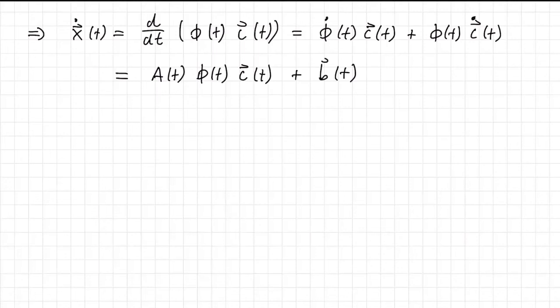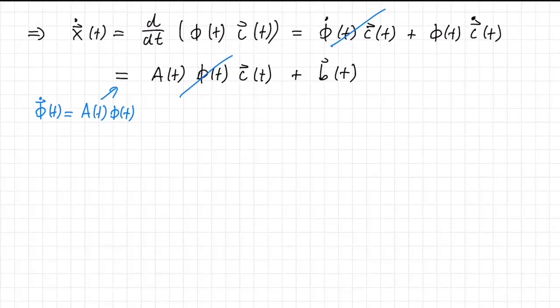But what we also see now is that because we have phi dot of t equals A of t times phi of t, you know that the columns of phi of t are the solutions to the homogeneous equation. So let me be a little more precise here. This is actually A of t phi of t. For that reason, these two terms here drop out, because these are just these times the vector c. So this drops out, so that's nice.